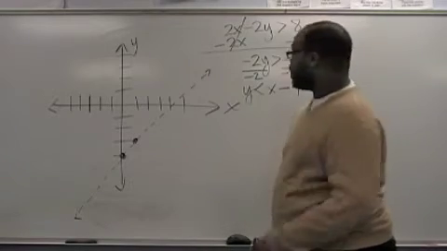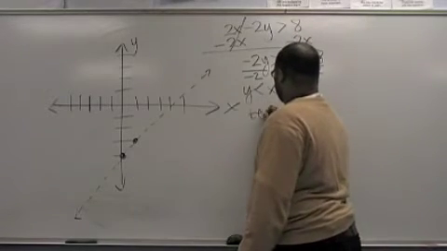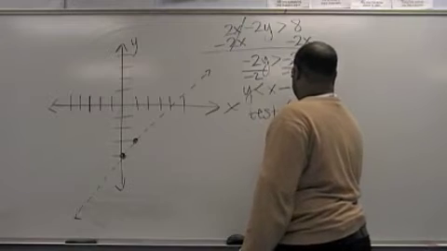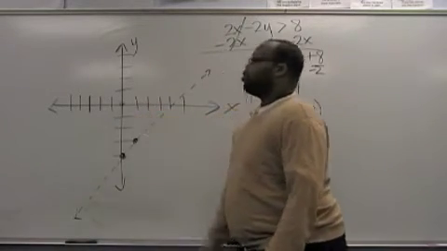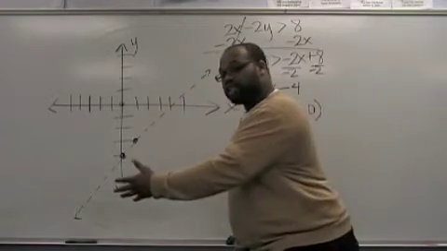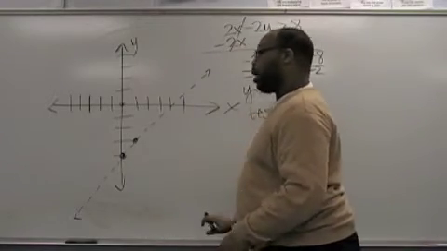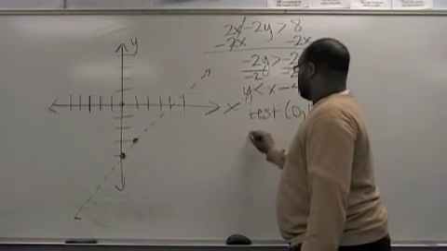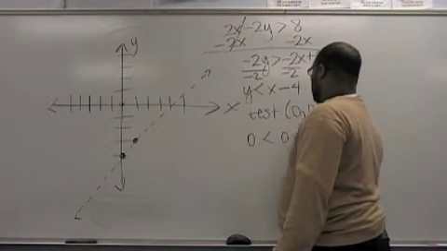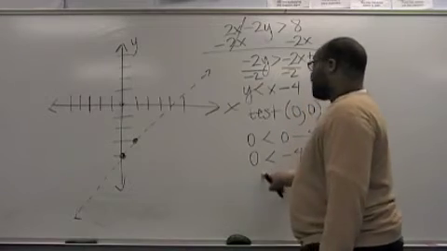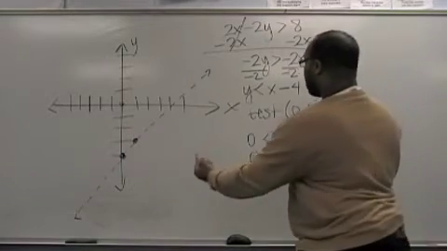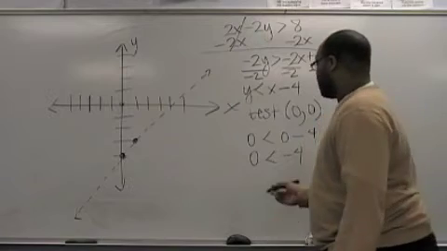We're going to test the origin again. Once we test, the origin is here. Remember, if the origin is true, we shade that side. If it is not true, we shade the opposite side. So let's test it. 0 is less than 0 minus 4. 0 is less than negative 4. That is a false statement. 0 is not less than negative 4 on the number line.